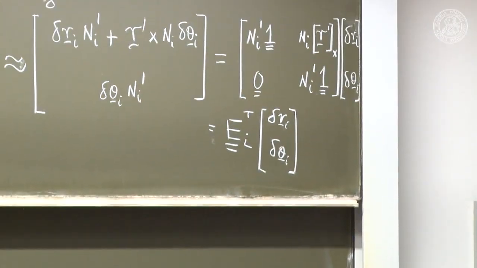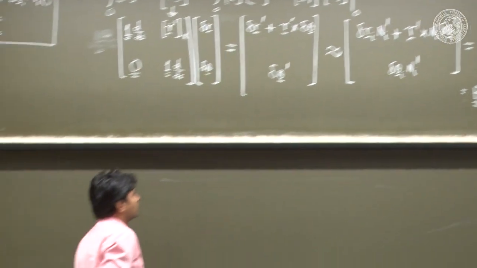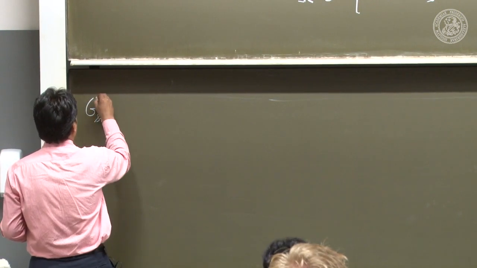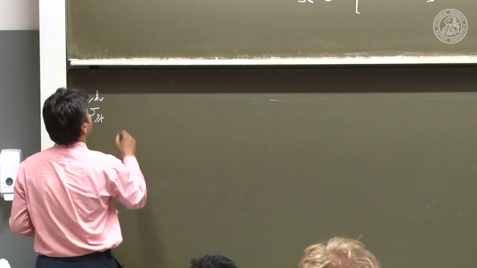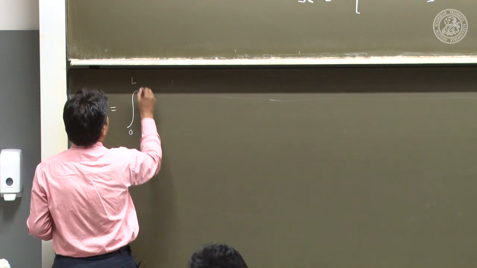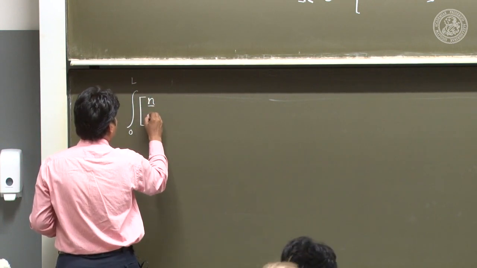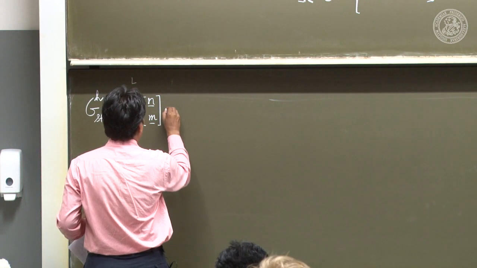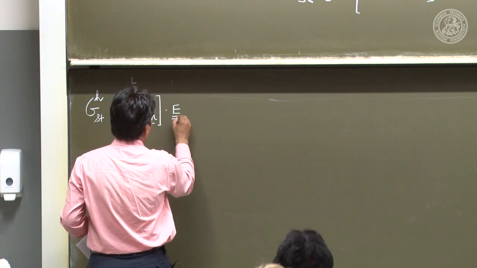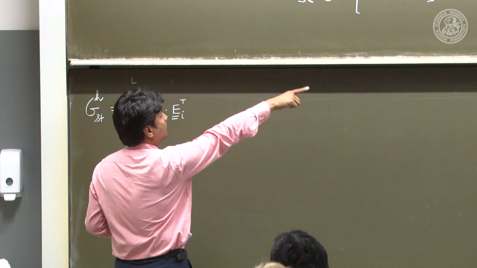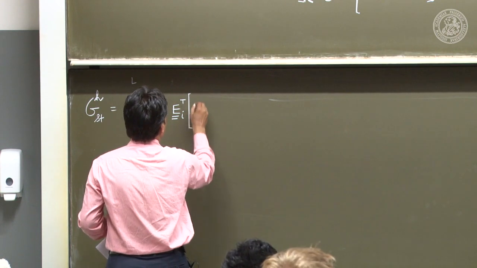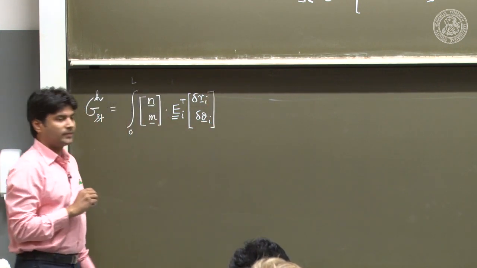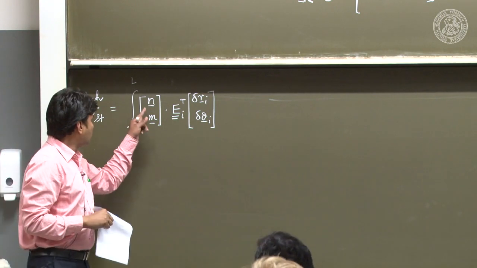All right, we are going to use that, of course. So, then our G static, the discrete h, is the integral from 0 to L of N M dot E_I transpose, where E_I transpose is that matrix over there, times del little r_I del theta_I. And you see, what about these N and M?